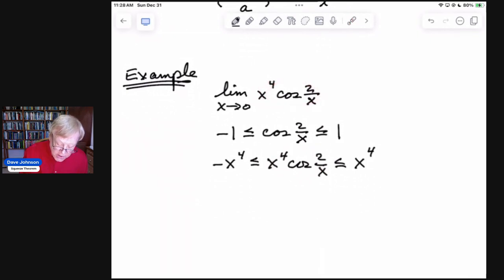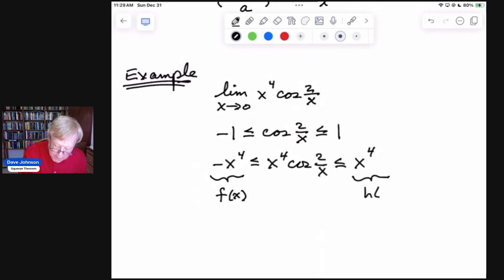But it's going to turn out to be easy to find the limit of the other two. We can call this our f of x. This is our h of x. And this, of course, is our g of x. And we want to find the limit of g of x as x approaches 0.